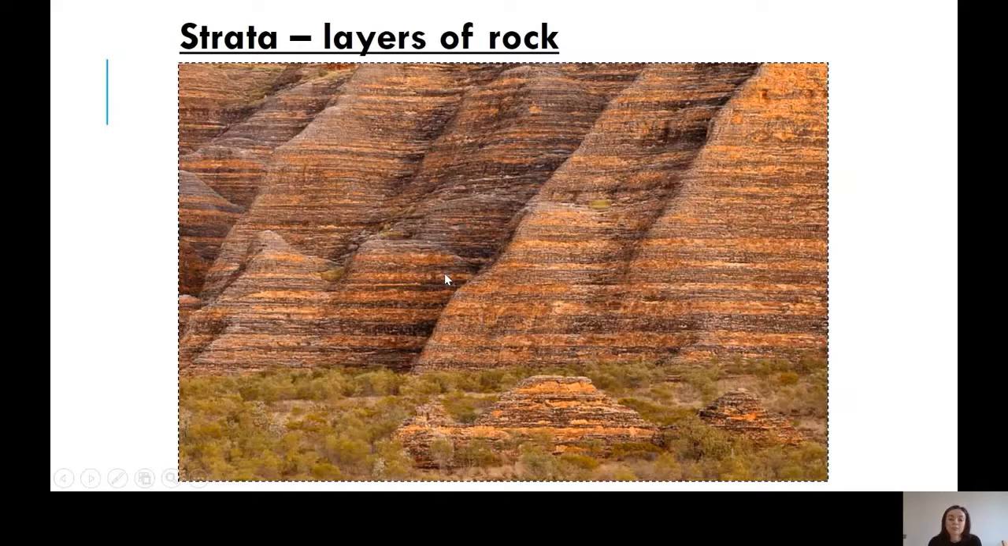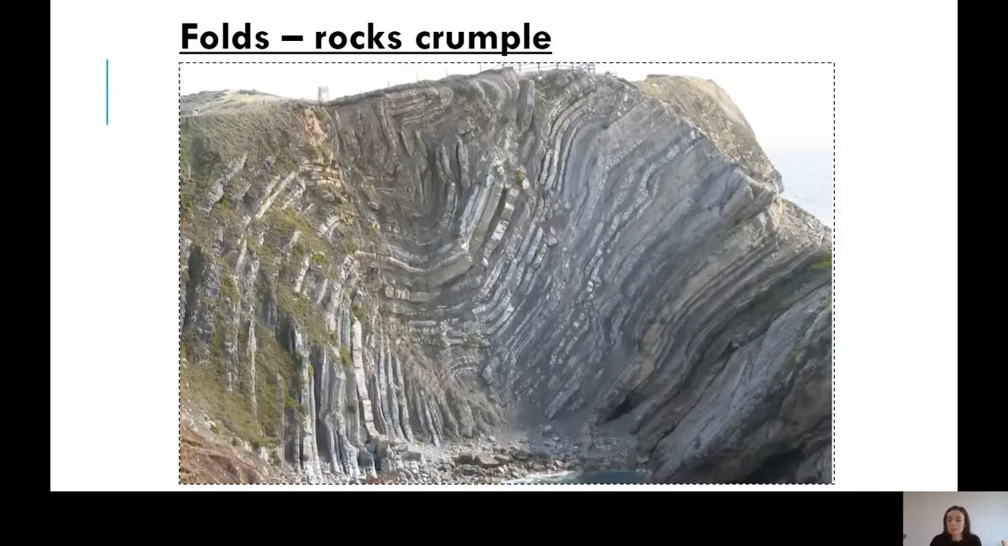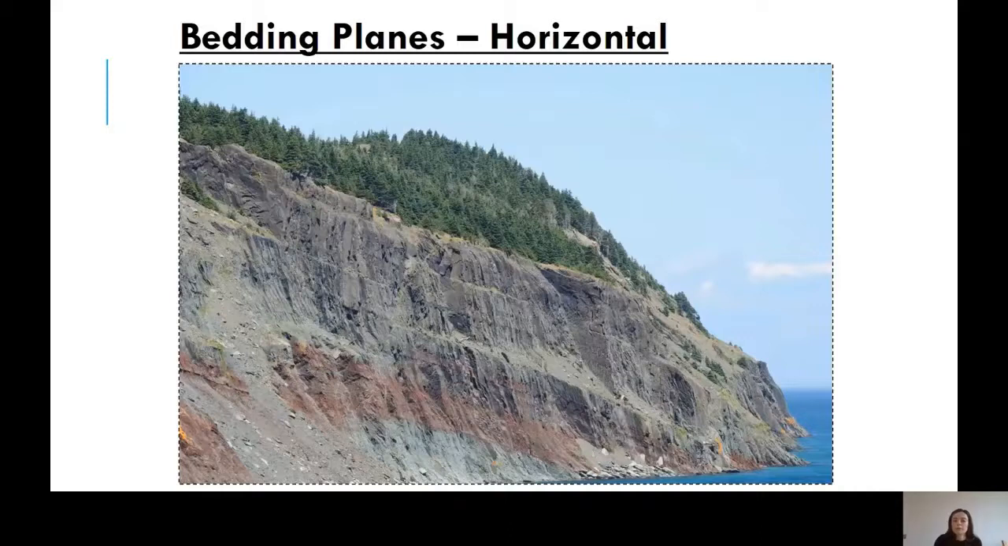Folds mean that the rocks have crumpled, usually thousands of years ago due to tectonic activity. So here we have folds, where you can see the strata has crumpled. Here we have bedding planes. Bedding planes are formed when there might be a gap between the formation of two types of rock, or if a top rock is placed on a lower bed which is permanent and quite impermeable.